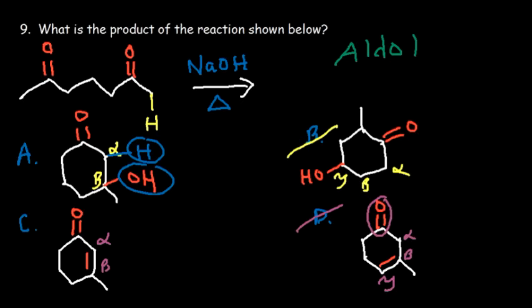Looking at A and C, A would be the product if we didn't add heat. But because we heated the reaction, it's going to facilitate dehydration, so C is the correct answer. But now let's actually write up a mechanism to see how it works.